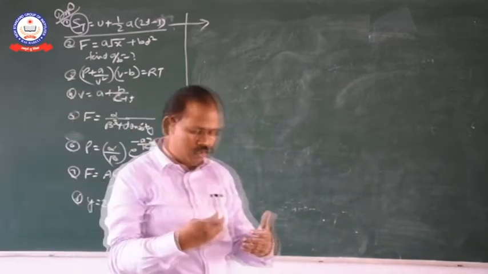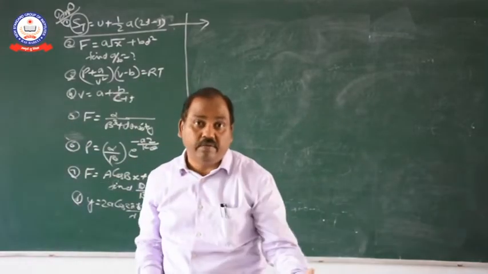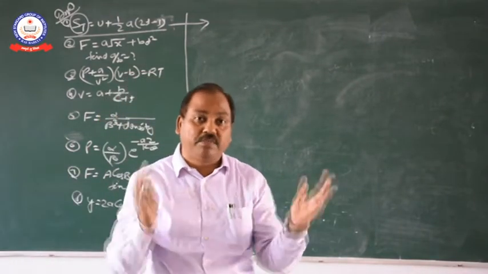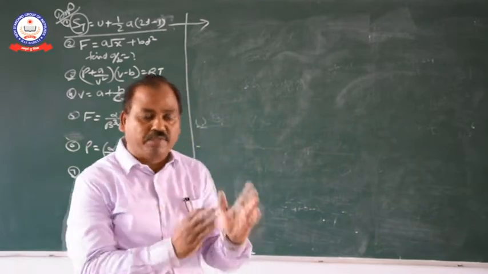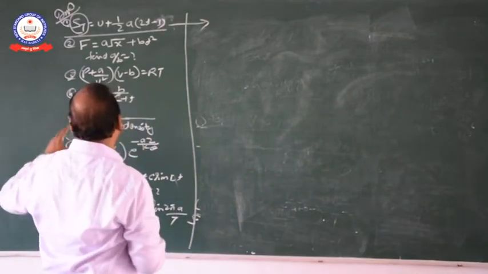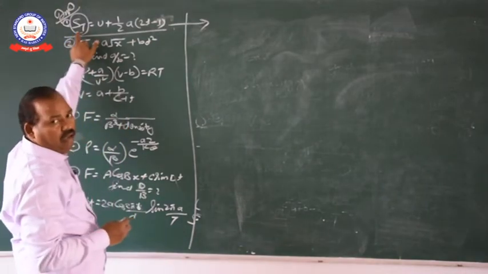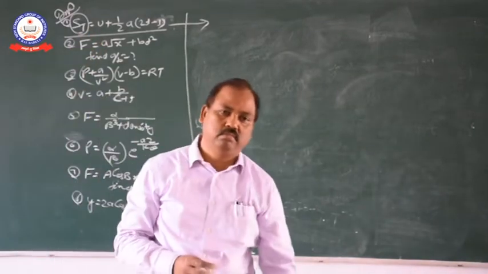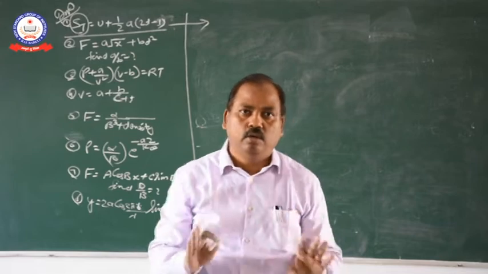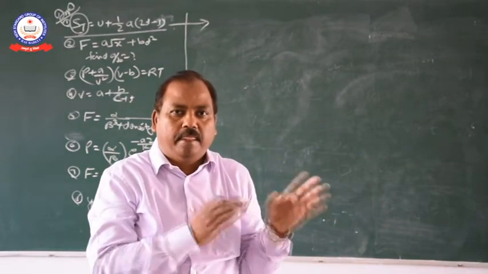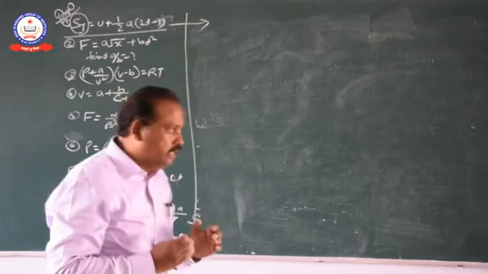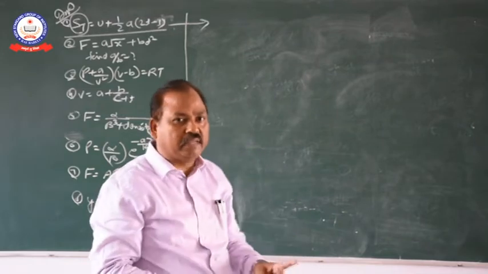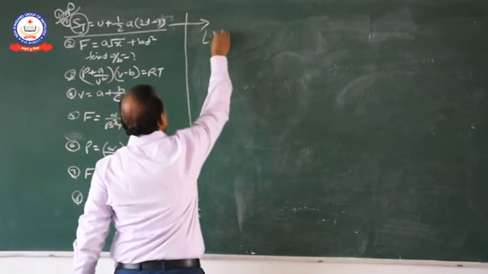S_t is the distance covered by an object in a specific time. Generally students take L in the place of LHS. That is wrong. It is not only covered distance. It is the distance covered in a specific time.